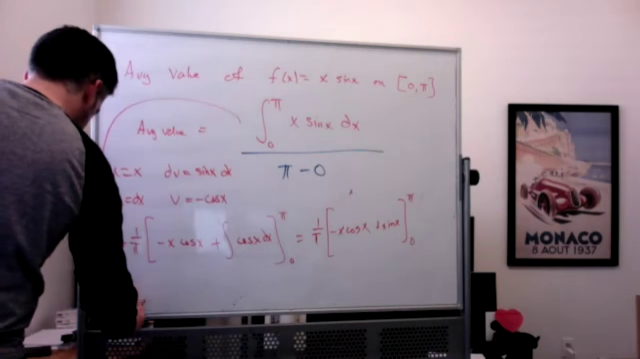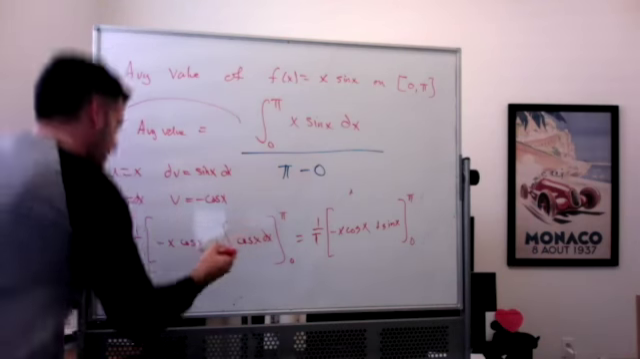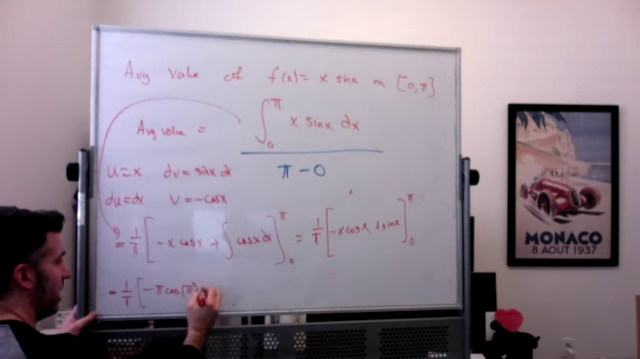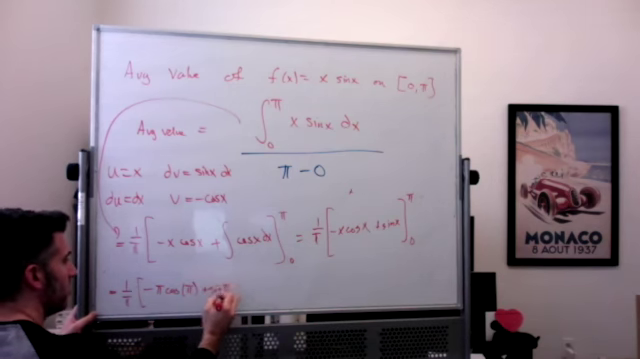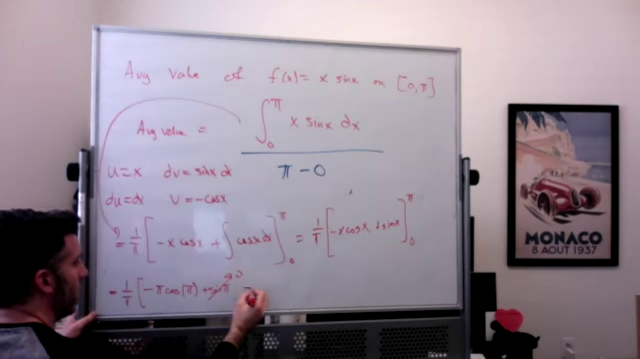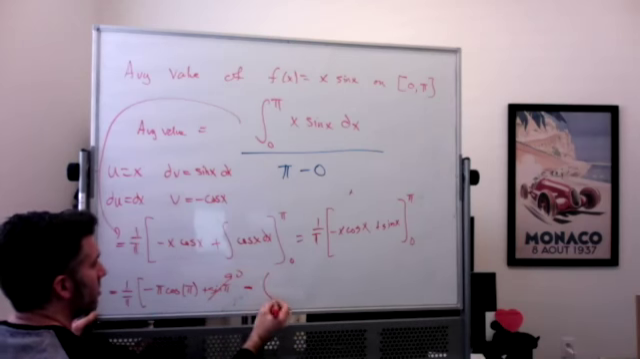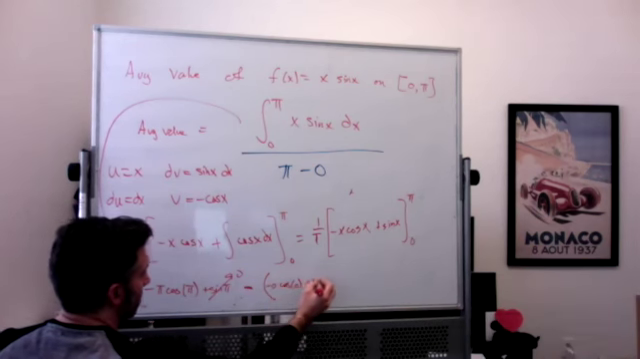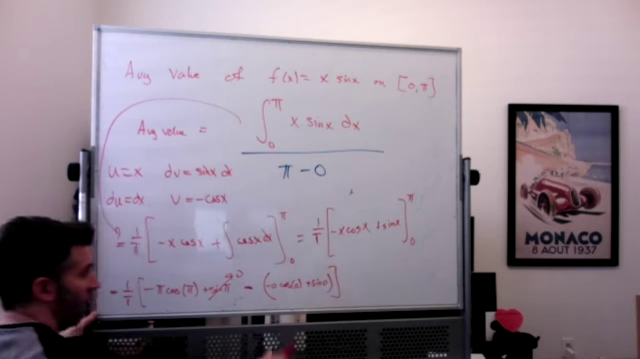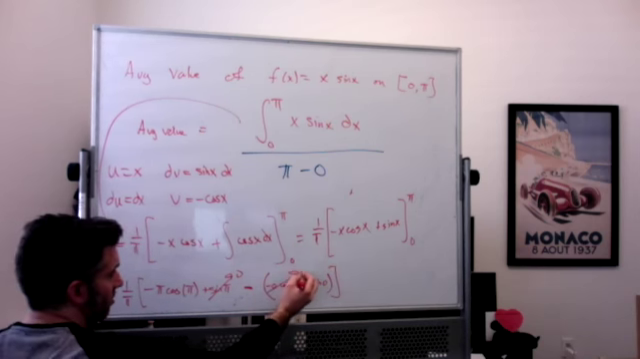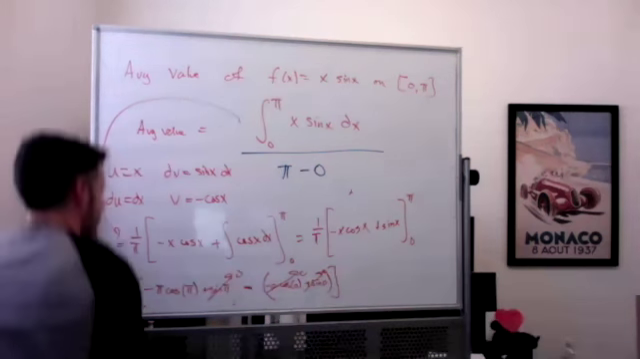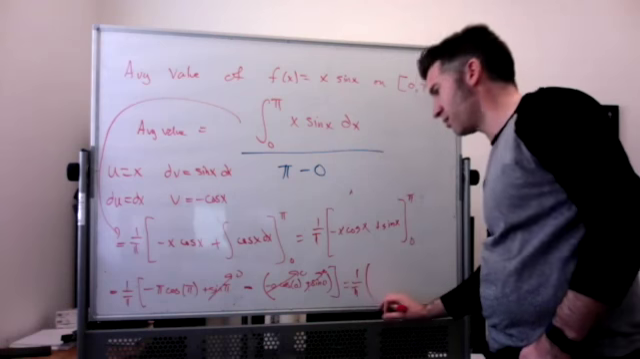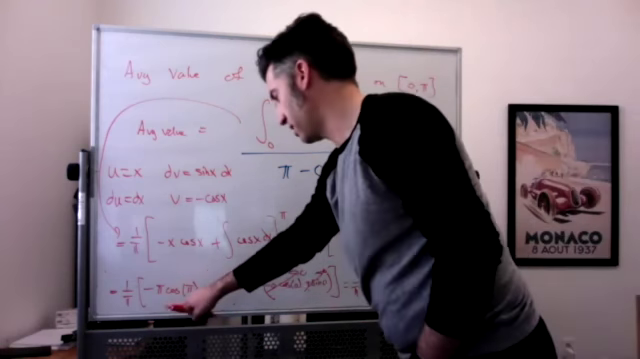So then it would be 1 over pi times, let's see, when I plug in pi, I get negative pi times cosine of pi plus sine of pi, which is 0, minus negative 0 times cosine of 0 plus sine of 0. 0 times anything is 0, sine of 0 is 0. So we end up getting 1 over pi times negative pi times negative 1.